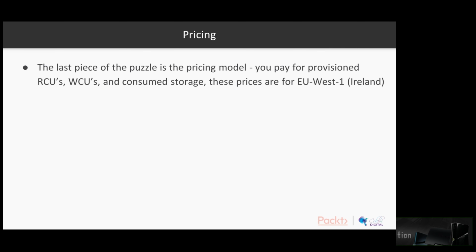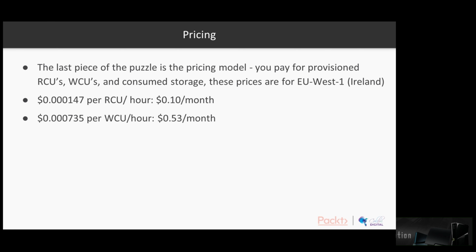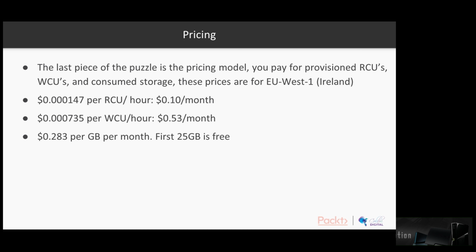The last piece of the puzzle, of course, is the pricing model. So you pay for provisioned RCUs and WCUs as well as consumed storage. And these are the prices for EU West 1, which is Ireland. So you pay $0.000147 per RCU per hour, which is about 10 cents a month, or about 53 cents per month per write capacity unit. On top of that, you pay almost 30 cents, so 28 cents per gigabyte per month of storage, and the first 25 gig is free.